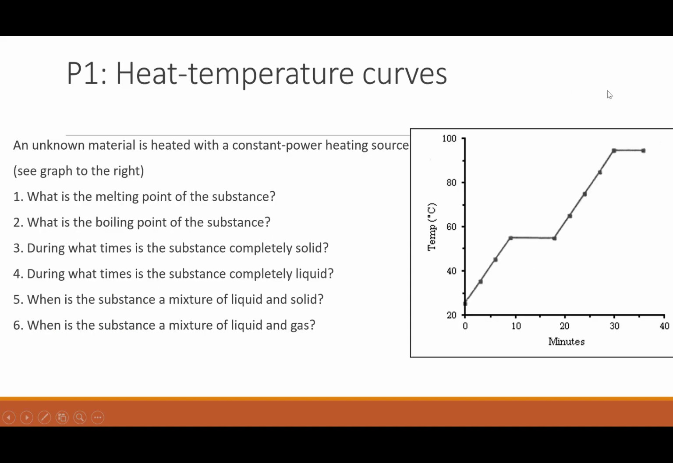Problem 1 is all about heat temperature curves. Here we have an unknown material that's heated with a constant power heating source. See graph to the right. What is the melting point of the substance? What's the boiling point? And a few other questions.